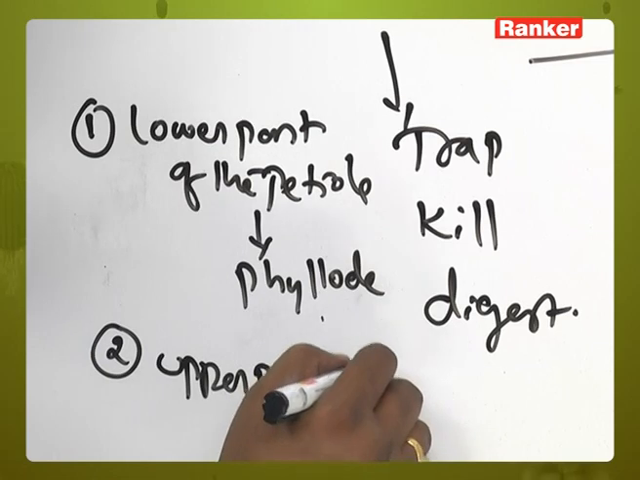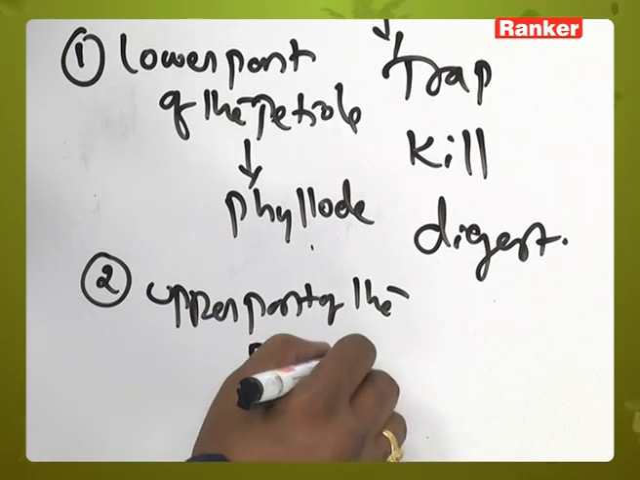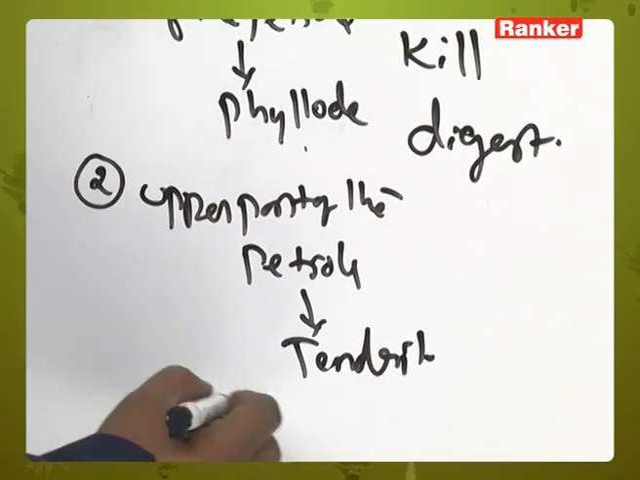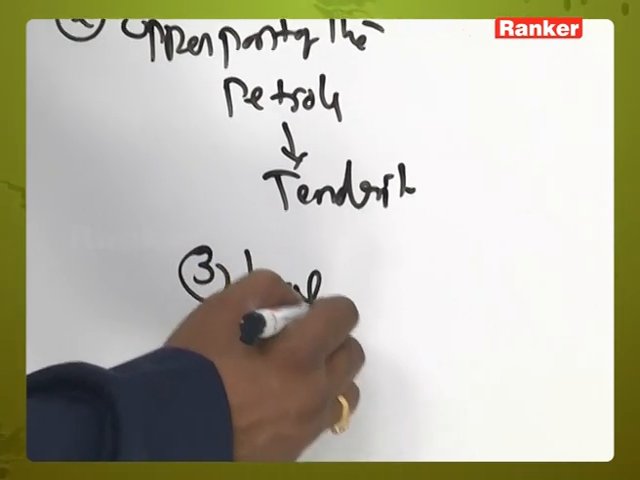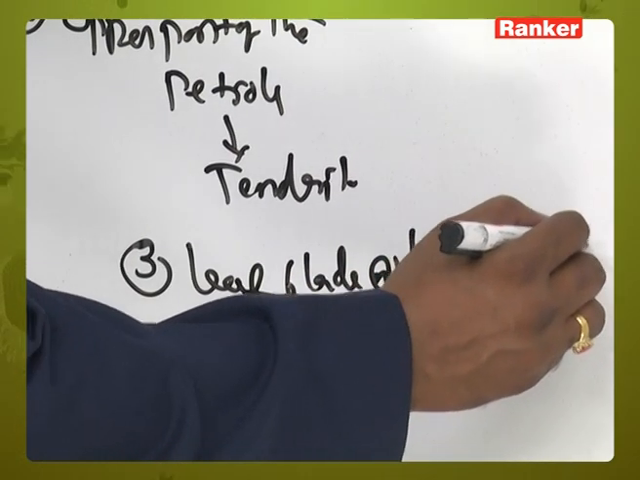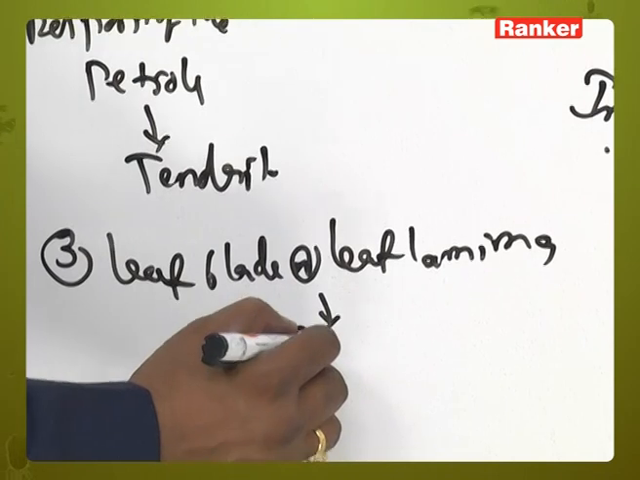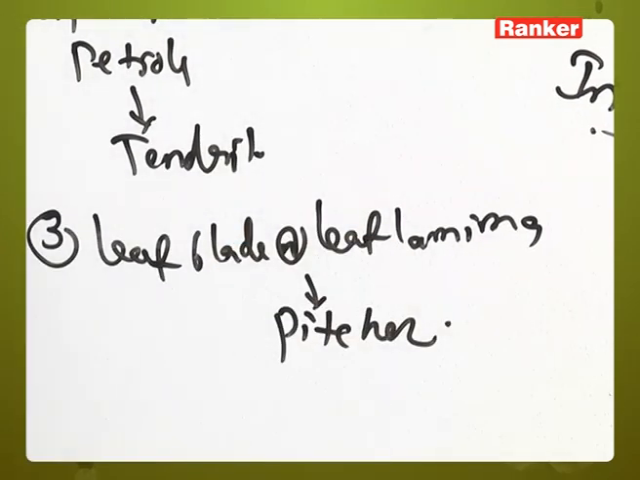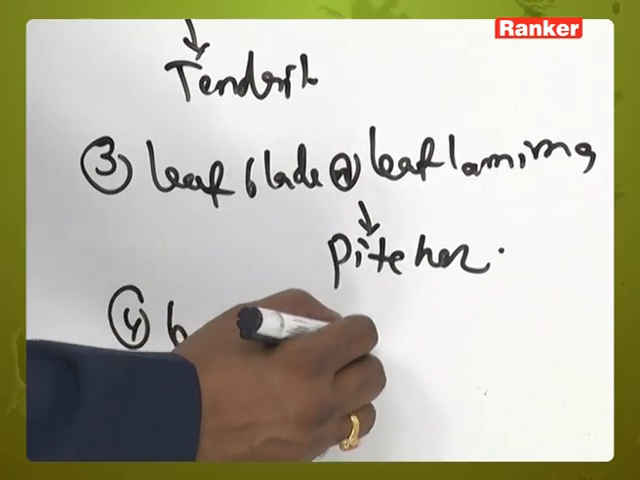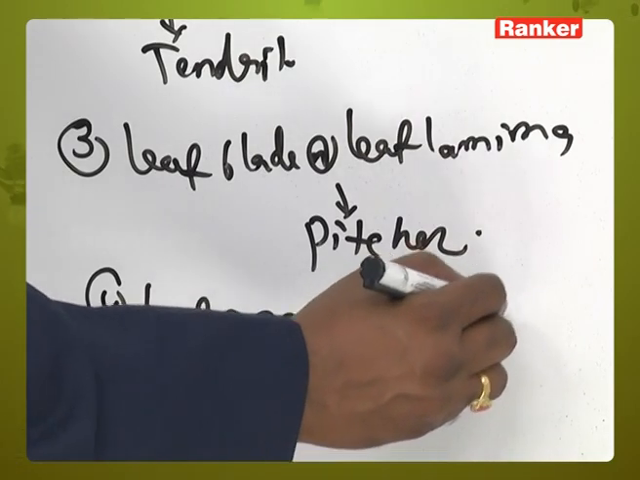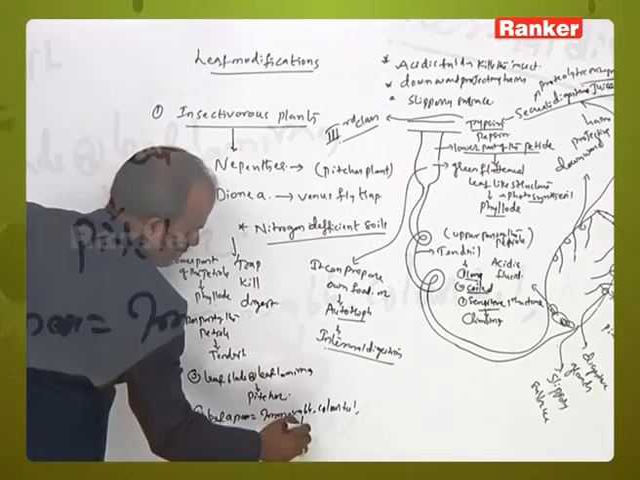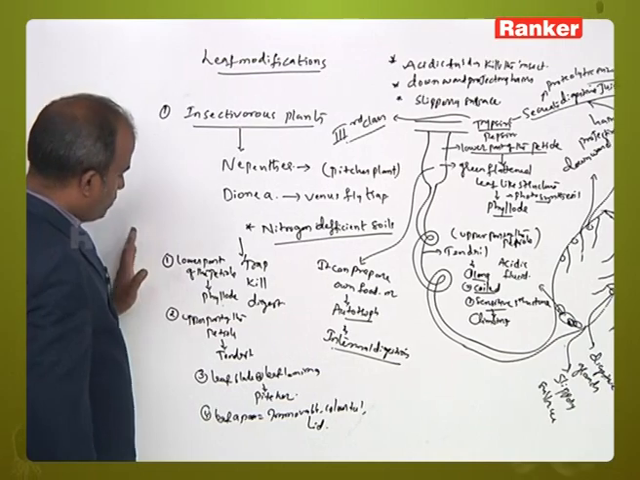Second, the upper part of the petiole is modified into tendril. Third, the leaf blade or leaf lamina is modified into pitcher. Whereas the fourth, the leaf apex, is modified into an immovable colorful lid.